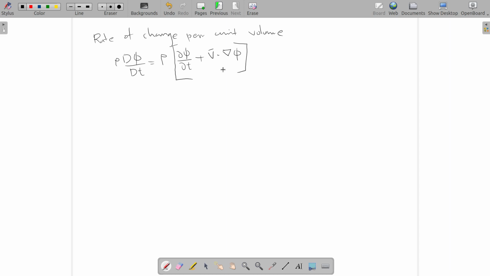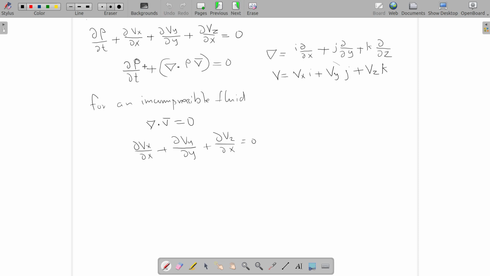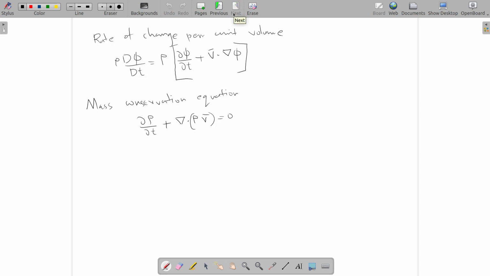And there is another way we can write the same thing. The mass conservation equation was dou rho dou t plus del dot rho v. This is the mass conservation equation, right? Dou rho dou t plus del dot rho v. This is because the total mass cannot be generated, so this term should be equal to zero.